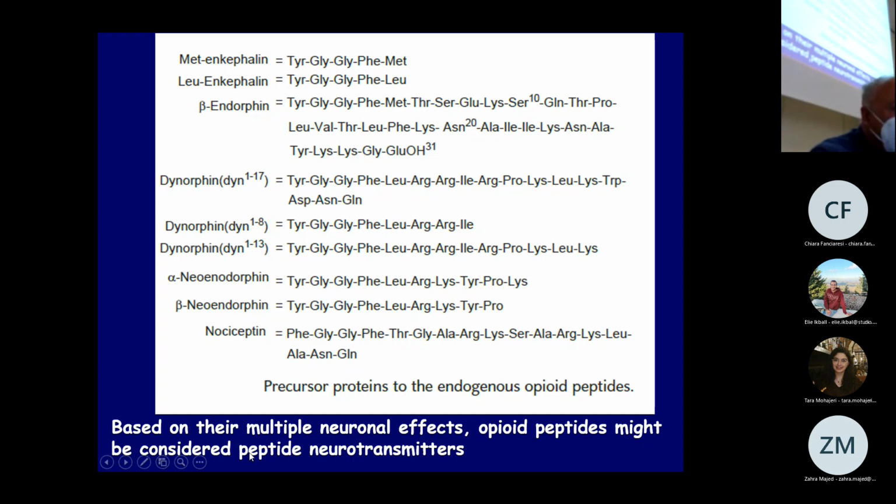So all these compounds are considered peptide neurotransmitters. We have seen a lot of neurotransmitters, adrenaline, noradrenaline, serotonin, a lot. But in this case, we have a peptide structure.